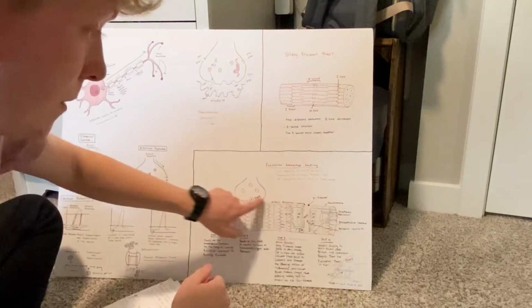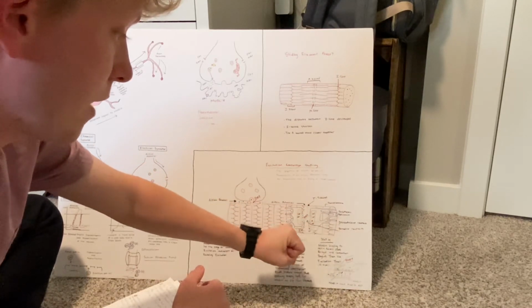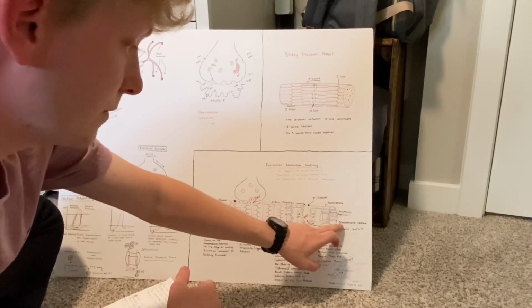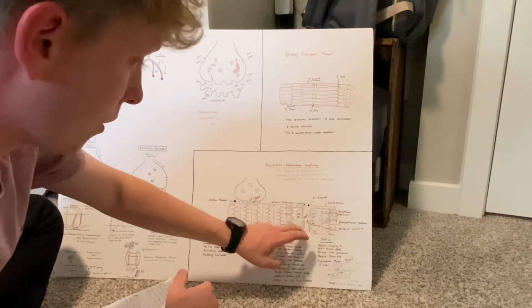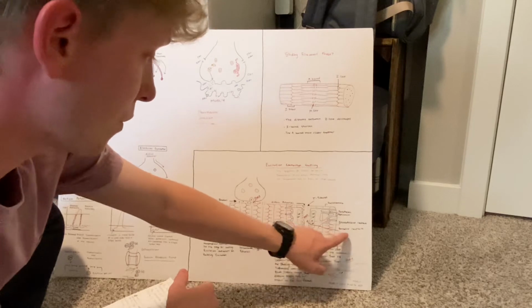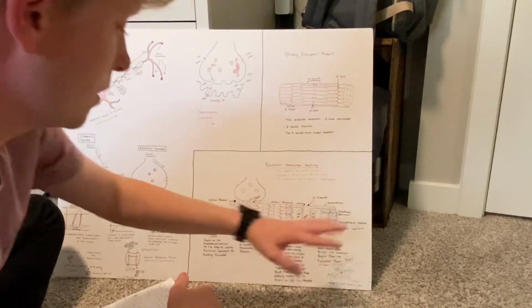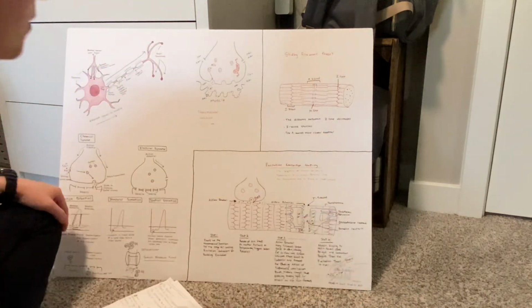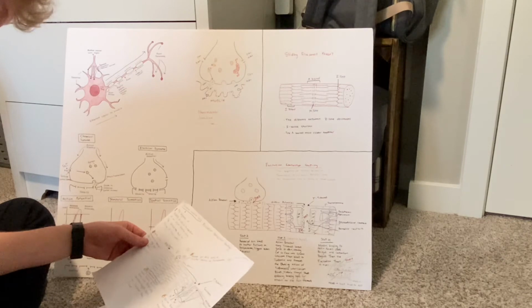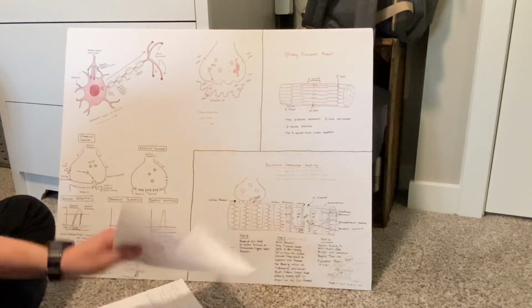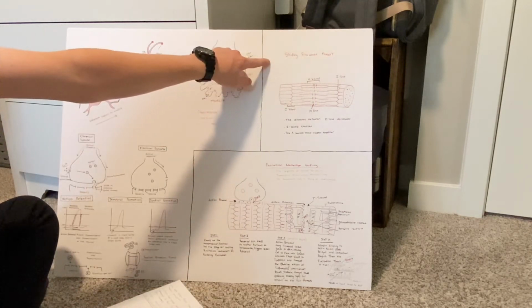So here's your sarcolemma. Your sarcoplasmic reticulum would be what the calcium is being held in. Your dihydropyridine receptors are outside over here, and then the ryanodine receptors are also really close to the dihydropyridine receptors. So yeah, there's your excitation-contraction coupling, and up here is just your sliding filament theory.